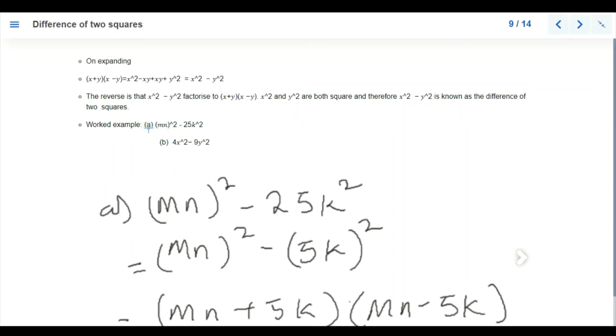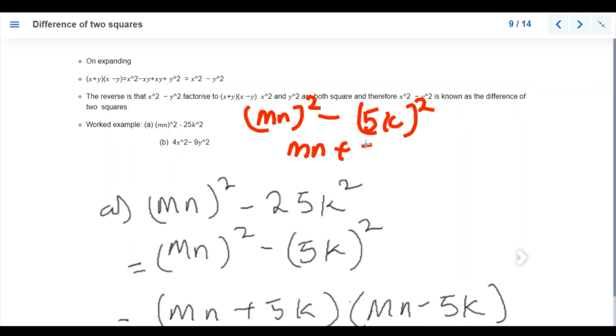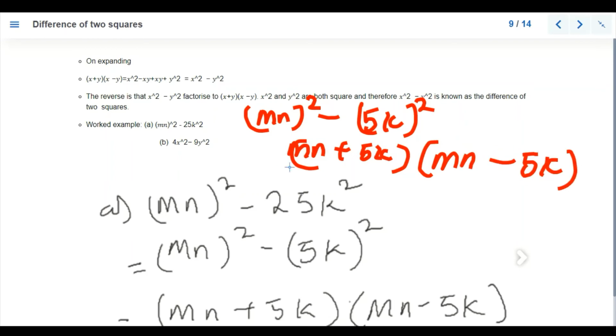Let's try to put this expression in squares. So we can rewrite this as what? mn raised to power 2 minus, 25 is actually a square of what? 5, because 5 times 5 is 25. So we can write it as 5k everything in square. Now we are to rewrite this by factorizing. So we have mn plus 5k and mn minus 5k. By the time we multiply these two, we have to get the main question that was given to us.